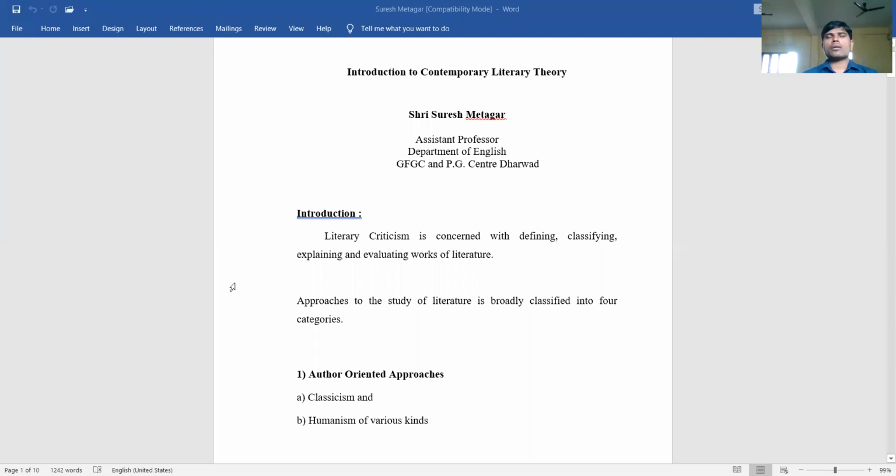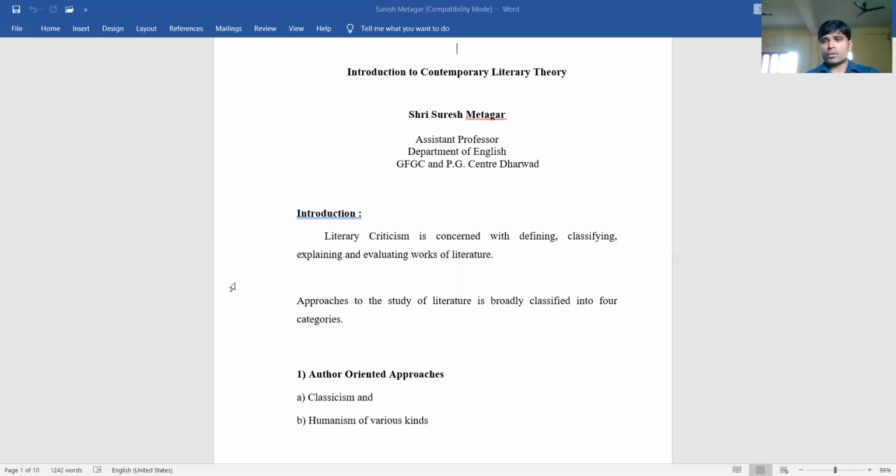So we know criticism means it is a kind of evaluation of text. It is an examination of any literary work. It tries to define the literary work, it tries to classify the literary work into different genres, and it tries to explain different aspects of a literary work. So totally, criticism means examining a literary text.